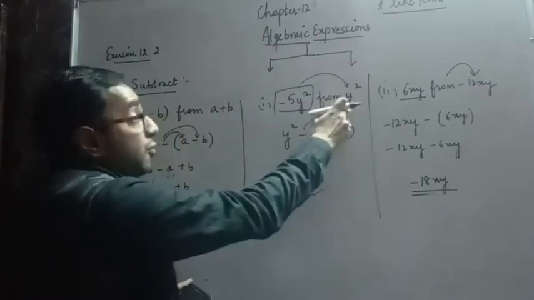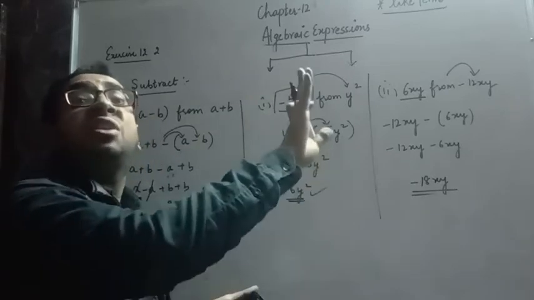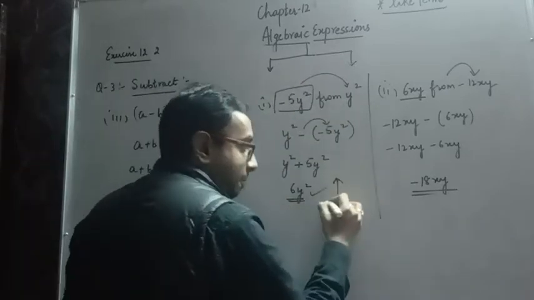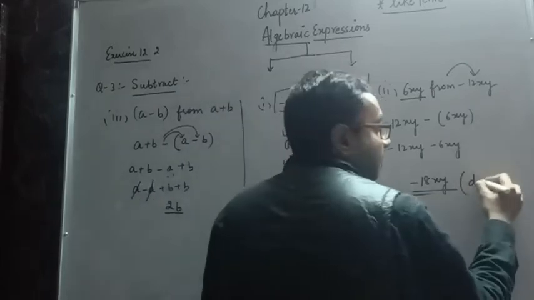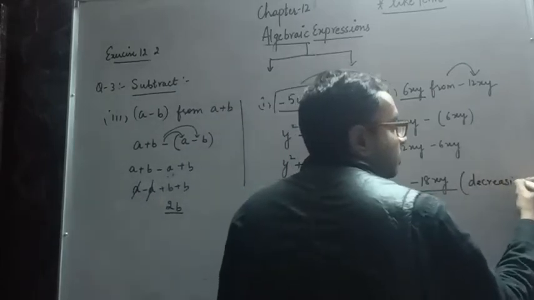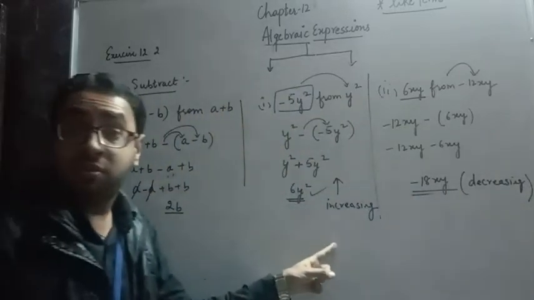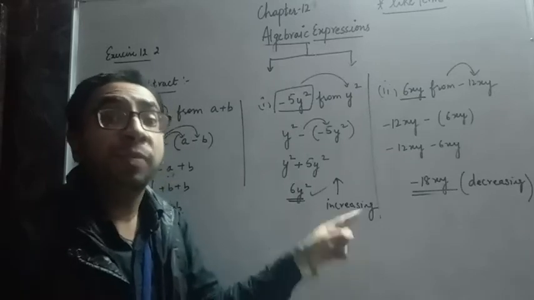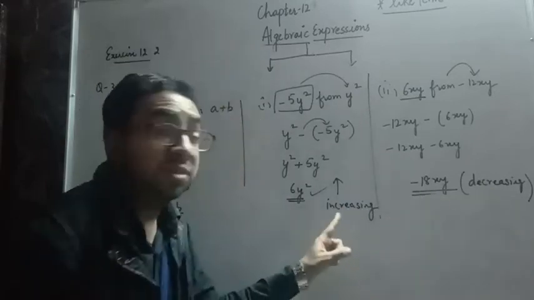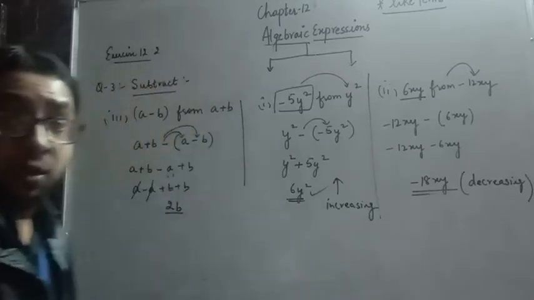Here what happened? From a positive number we subtracted a negative number. The number is increasing. And here it's decreasing. The value is decreasing. So you cannot say that subtraction always leads to the lesser value. The result may be greater. The result may be larger also. Are we clear with this?